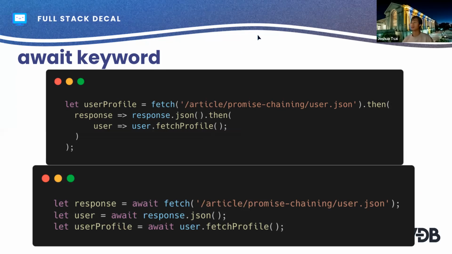In the meantime, here's an example of how you use the await keyword using fetch. These two blocks of code both have the same functionality. We want to fetch from some API, then turn the response into JSON, and then get their profile. But we can do the same exact thing using the await keyword by awaiting the fetch, which will get the result from the API call, and then we await the response to JSON, and then we await the user fetch profile. We can quite clearly store these all in their own separate variables, and then use them in separate function calls.